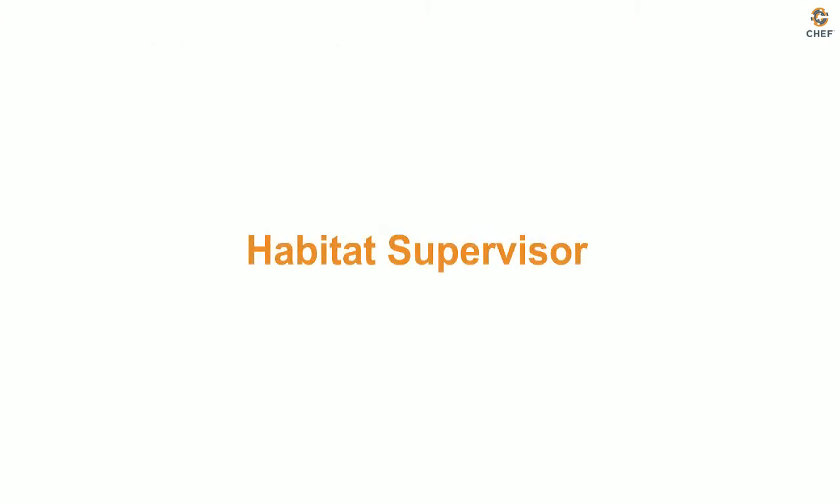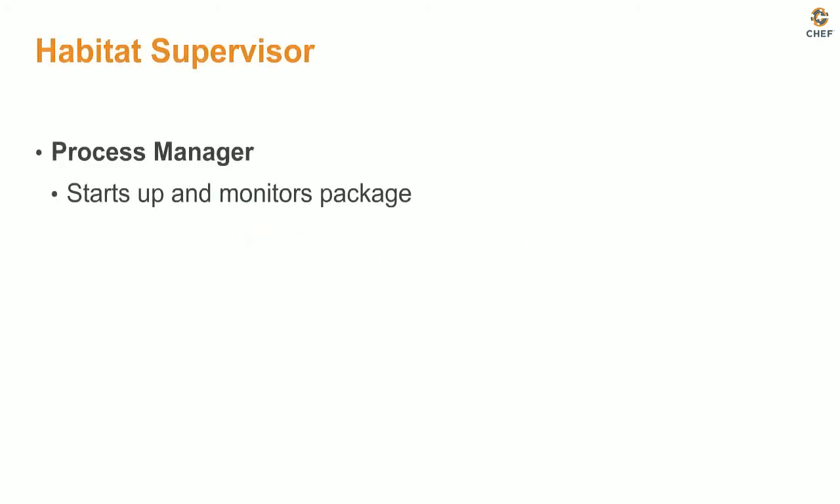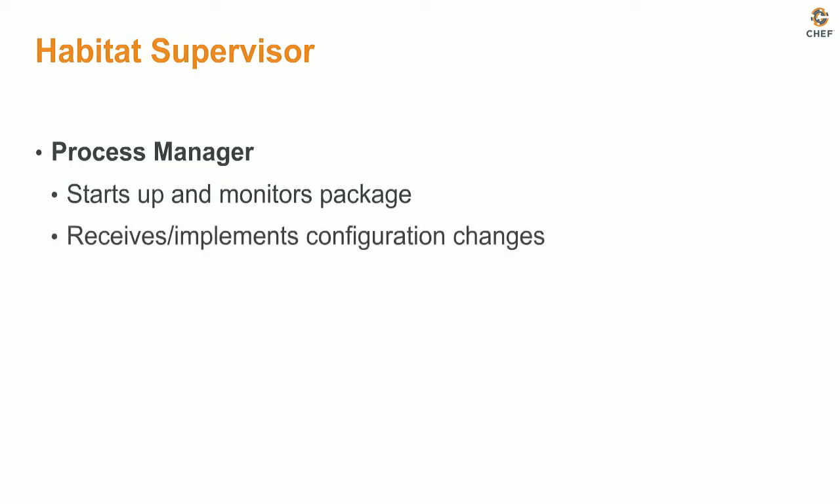But for now, let's focus on the Habitat Supervisor. The Habitat Supervisor is what actually runs your application, and it has a few different roles. The first one is to act as a process manager. This means it starts up and monitors the package. Then it also receives and implements configuration changes. Any application that's running more than a few hours likely is going to have configuration changes made to it. So the process manager is what allows you to receive and implement those configuration changes.